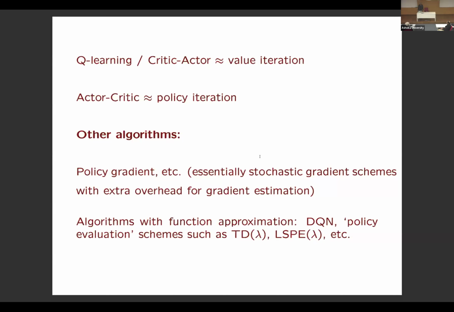and again it becomes a two time scale scheme. Okay, these are all tabular schemes, except policy gradient. There are other schemes just for function evaluation, like TD lambda, LSTD lambda, etc., where you fix the policy and estimate its value function using linear function approximation, and they are easy to analyze using this approach. And DQN is something mysterious. That's the deep Q network. That's not provably correct, but everybody says it works. Google says it works, so you better believe it.